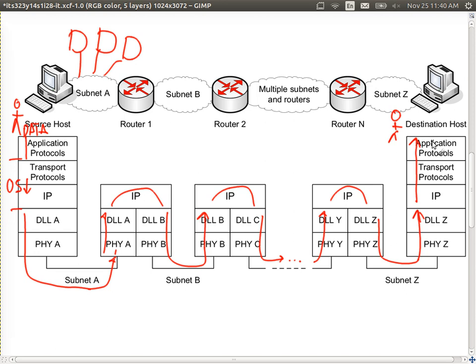There's no flow control of slowing down so that we don't overflow. If it doesn't get there, then too bad. In practice, if it doesn't get there, then the transport protocol will have to deal with that. So we offload that functionality to a different protocol to keep IP simple.